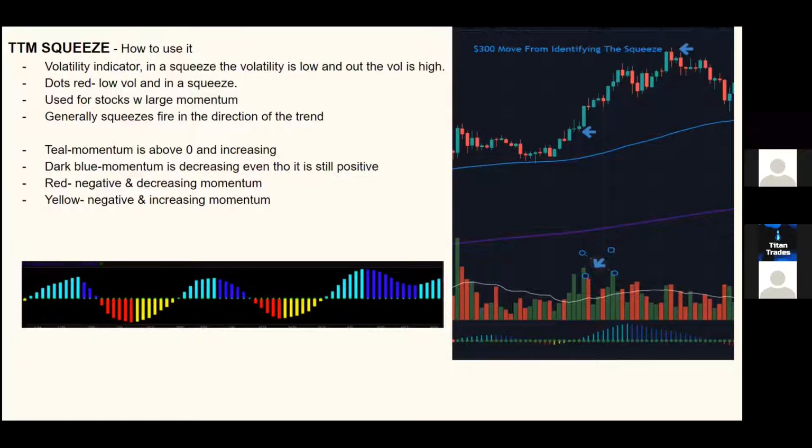Now, if you don't know what the TTM squeeze is, it's a volatility indicator. There's a difference to how to read them. I'll just go over step by step how to read the actual squeeze, because sometimes it's a little weird for a new person to look at it because it's just random colors, right?